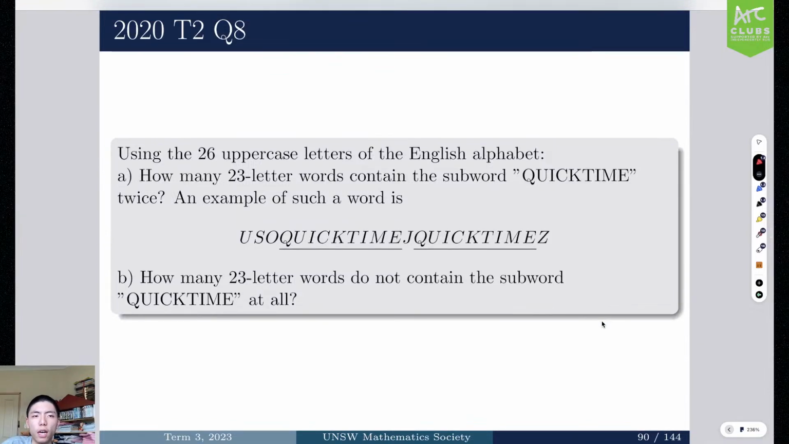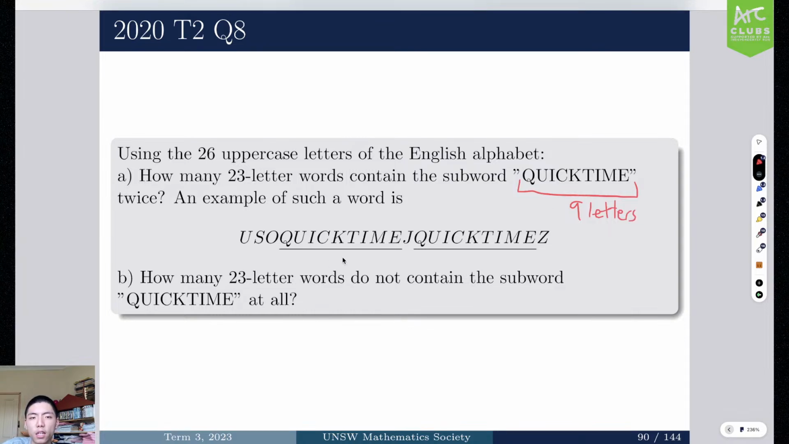Next question. So we have the 26 uppercase letters of the English alphabet. How many words can we make using 23 letters that contain the subword QuickTime twice? So an example of such a word is this, right? You can see that this has 23 letters if you count, because QuickTime has 9 letters in it. This is very useful for later.